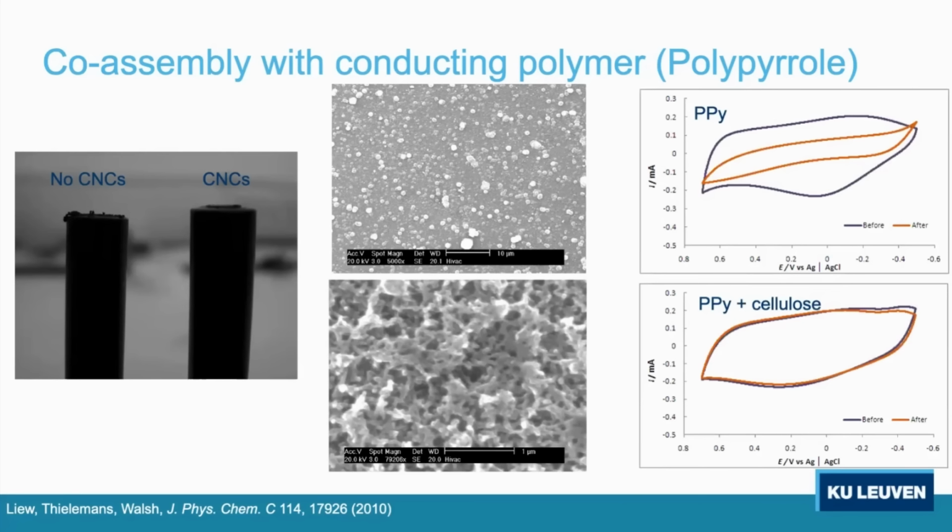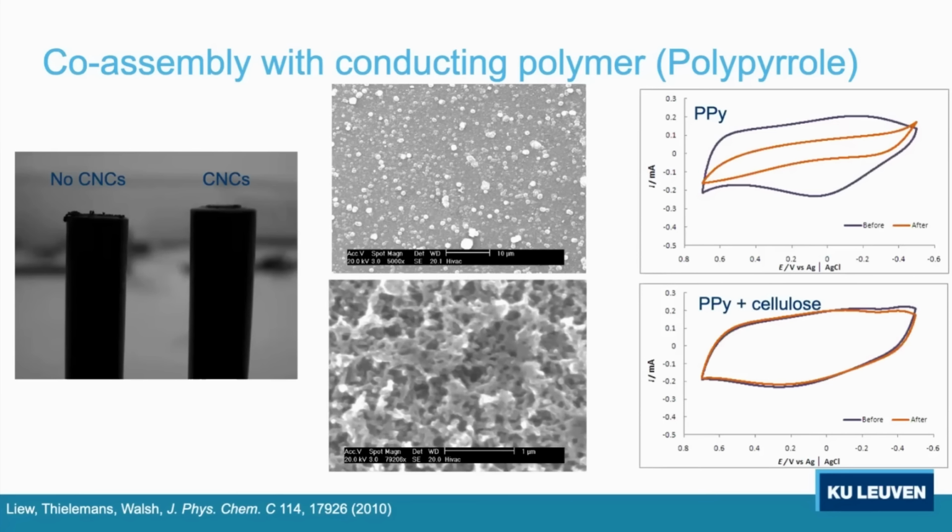So this is a voltammogram where we basically cycle our voltage, and the area in between this graph is a measure for the amount of charge you can store. This is the polypyrrole electrode at the beginning. This is the polypyrrole after 1,000 times cycling.